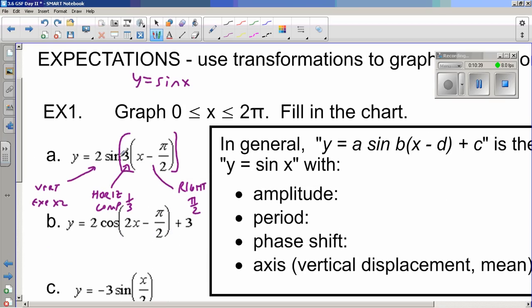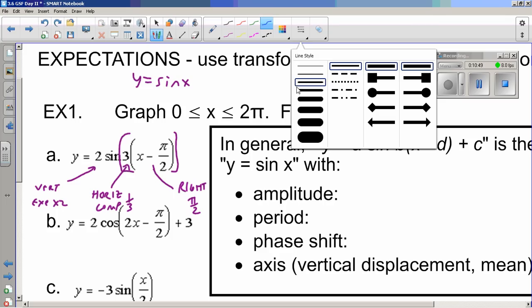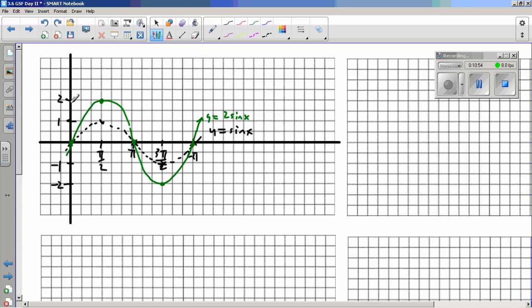Notice we want to do our stretches and squishes first, so that's why I'm leaving the right pi over 2 for later. Horizontal compression factor 1/3. This is actually a challenging thing to do, and I'll tell you why. It means all of these horizontal distances get cut by a factor of 1/3.